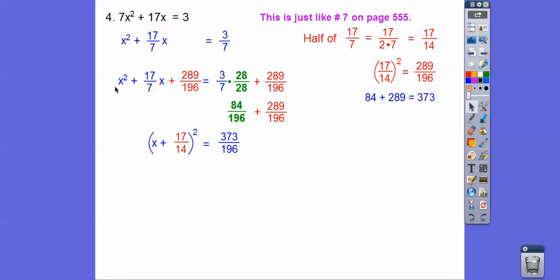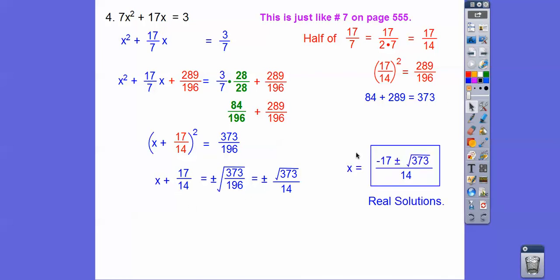Okay, this side factors too. Remember, this number right here is what was being squared, so 17/14. Okay, don't forget your plus or minus when we square root both sides. Okay, square root of 373, I think that's prime, you guys, over square root of 196 is still 14. So now we'll subtract 17 over 14 on both sides, and we get negative 17 plus or minus root 373 all over 14. There's no i's, so those are real solutions.